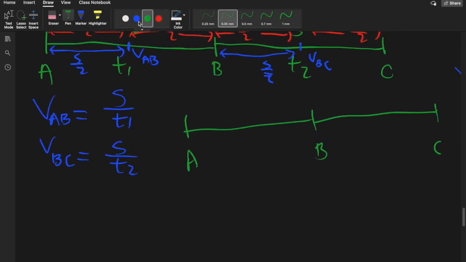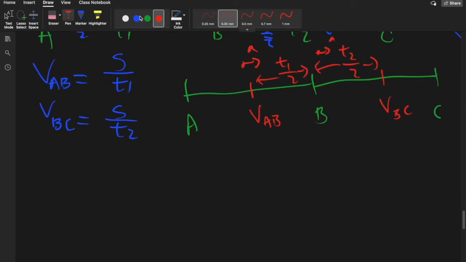Here is the average velocity. So VAB, VBC, time interval T1 over 2, here is T2 over 2. We also know it has a constant acceleration here.